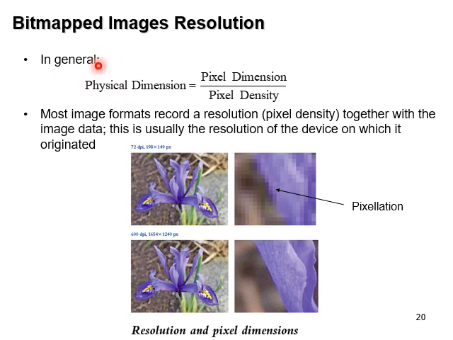So in general, the physical dimension, whether the width or the height, is equal to the pixel dimension divided by the pixel density, as we did. So we took the 198 and we divide by 72. This would give you the physical dimension. Most image formats, they actually record the resolution, which is the pixel density, together with the image data, and this is usually the resolution of the device in which it originated.